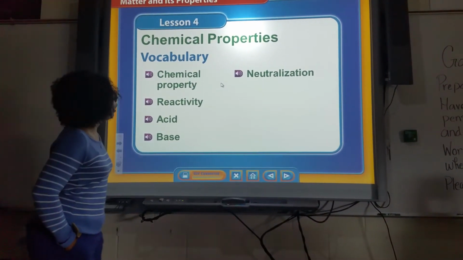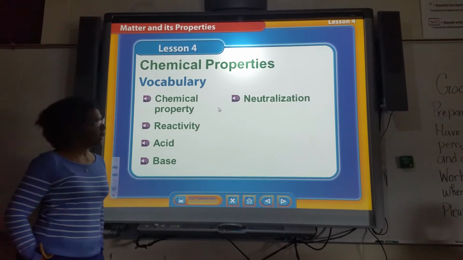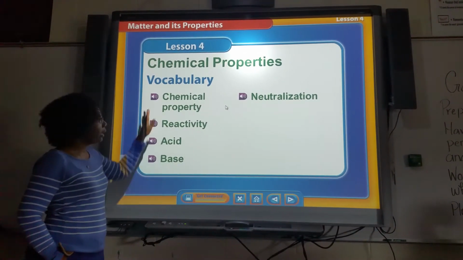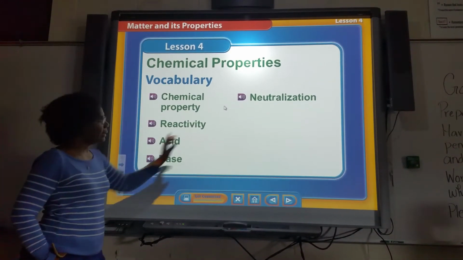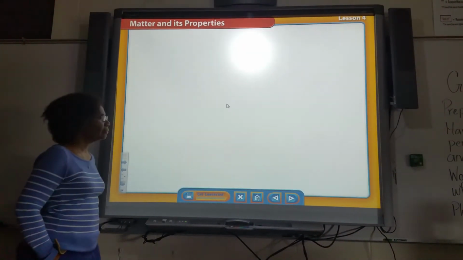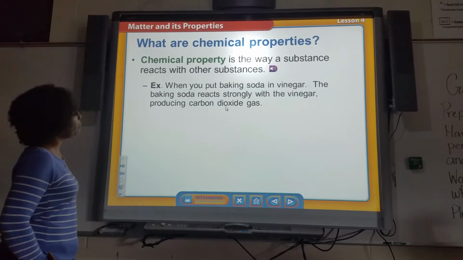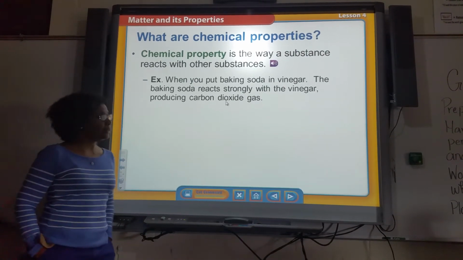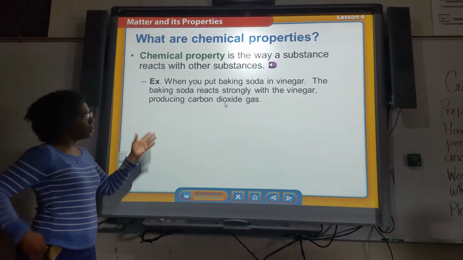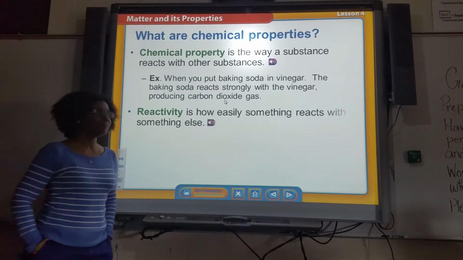Boys and girls, today we're going to talk about chemical properties, and your vocabulary words are chemical property, reactivity, acid, base, and neutralization. Chemical property is the way a substance reacts with other substances. For example, when you put baking soda in vinegar, the baking soda reacts strongly with vinegar, producing carbon dioxide gas.